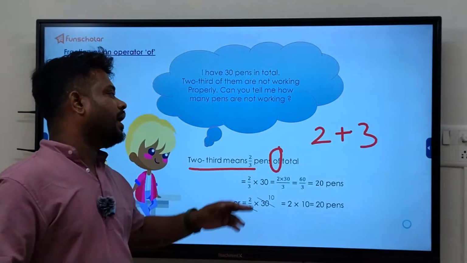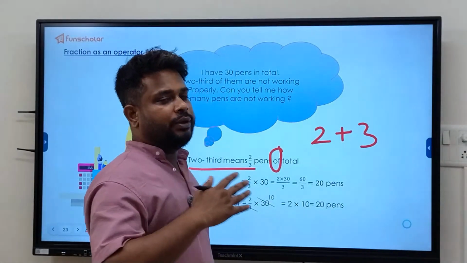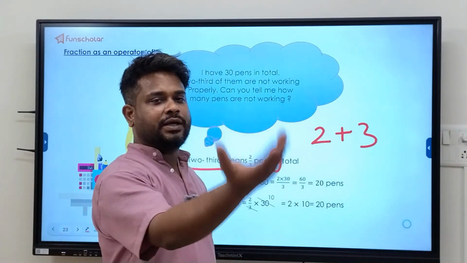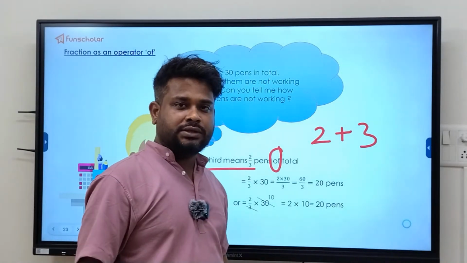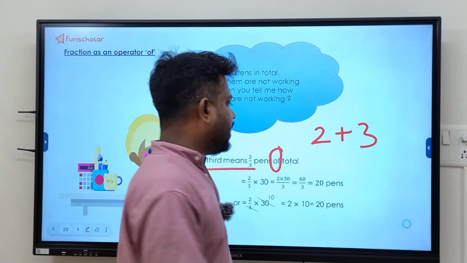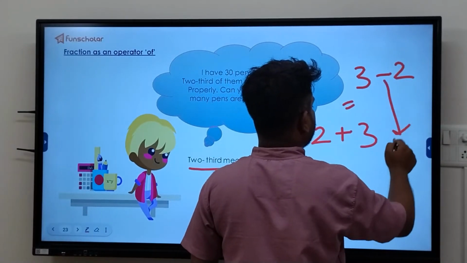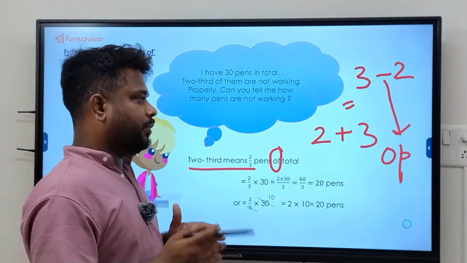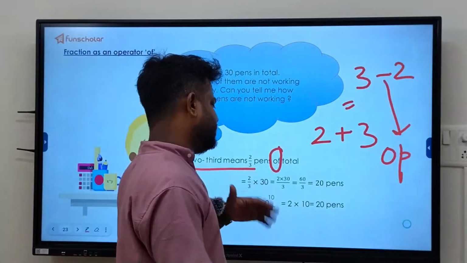If I tell you I have 2 pens and you have 3 pens, and we both give 2 pens to someone else, so how many pens are left with us? That is 1 pen only. Okay, so then we have to do the minus, and here minus will be the operator. So this is called operation or operator, but maybe we don't call it by this name.